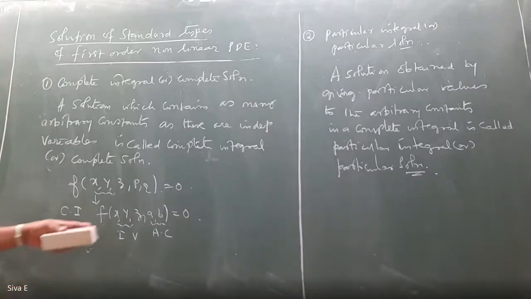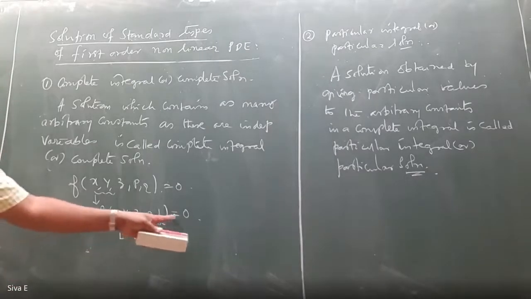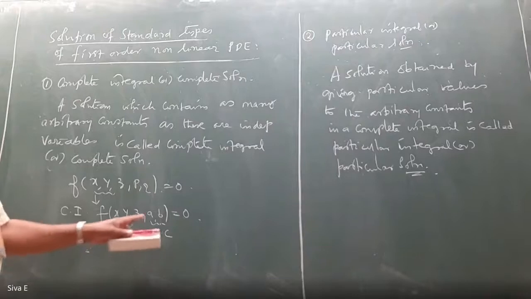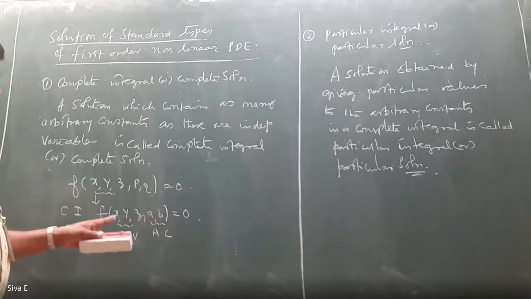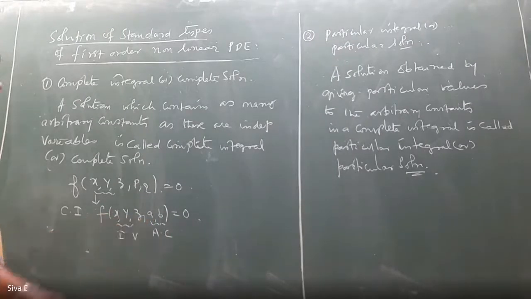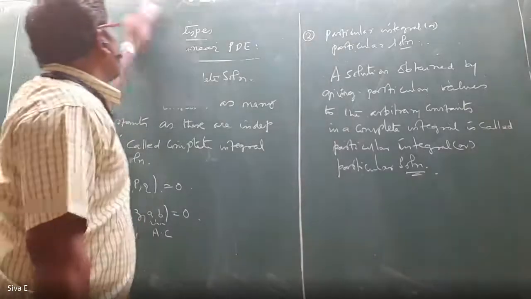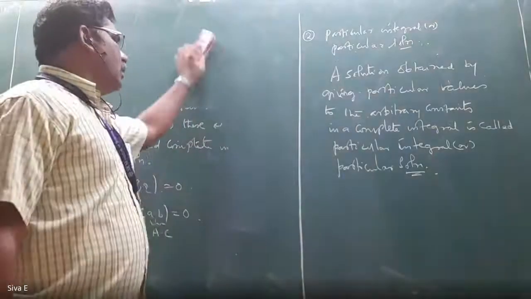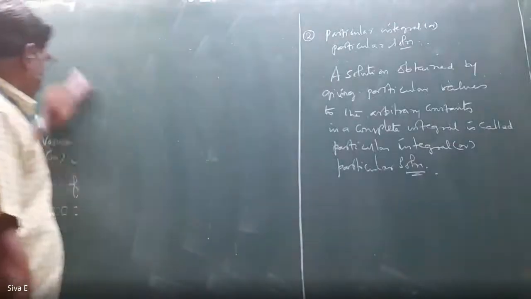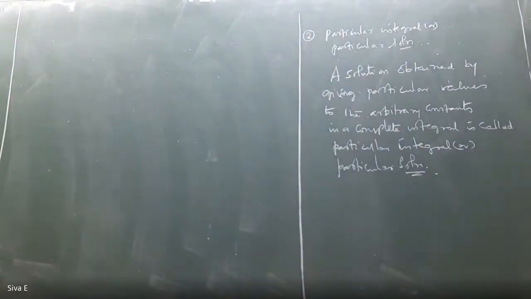So that means f(x, y, z, a, b) equal to 0. If you give some particular values to a, b, then the function will become f(x, y, z). That is called the particular solution. So the two important definitions: one is complete integral or complete solution, second one is particular integral or particular solution.